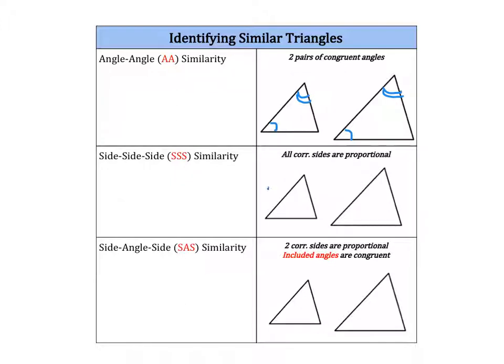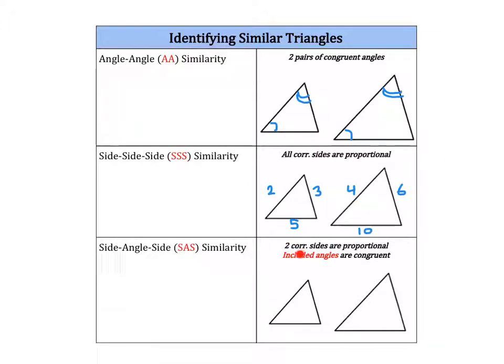So you would have something like one side is 2, one is 4, maybe a 3 and a 6, maybe a 5 and a 10. You can see that all three sides are proportional, and you do have to test all three. The last way that you can identify two similar triangles is using side-angle-side similarity.